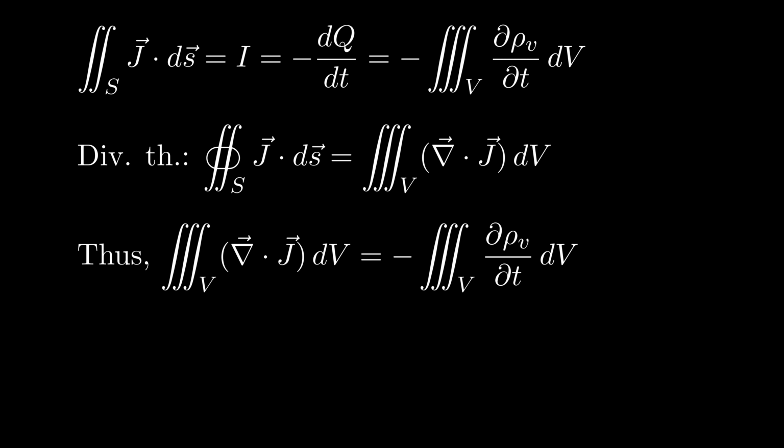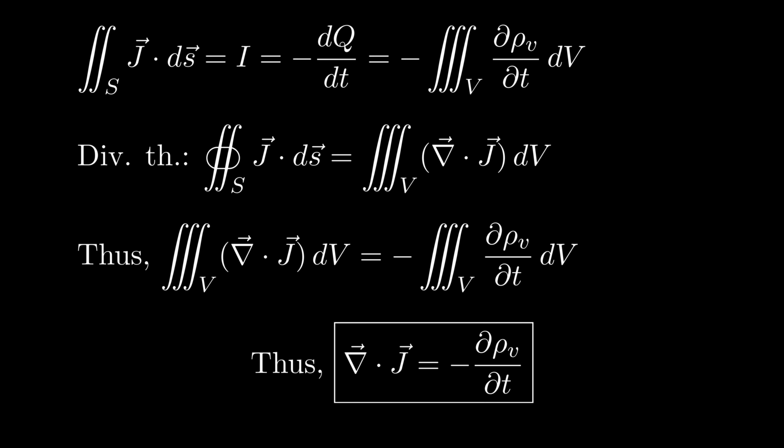And since, once again, this is an identity, we can write that the divergence of the current density will be equal to minus del rho_v del t. This equation represents the conservation of charge. In general, this sort of equation is known as a continuity equation.